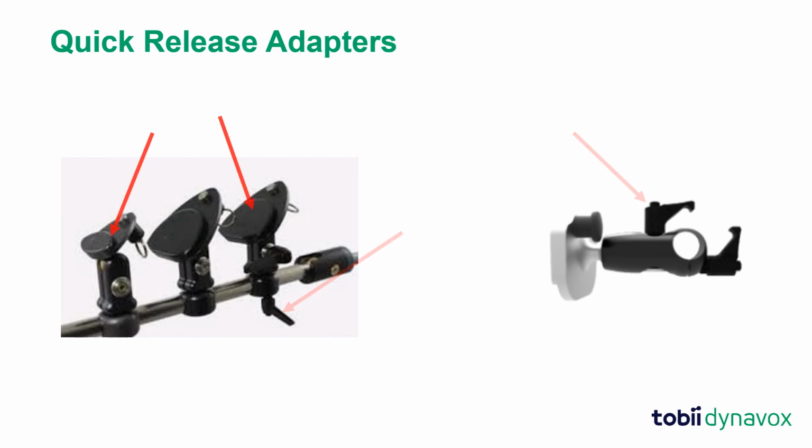Secondly, quick release adapters have small or large faces. A small face is designed for smaller and lighter devices. A large face is designed for larger and heavier devices. These faces attach directly to the AAC device.